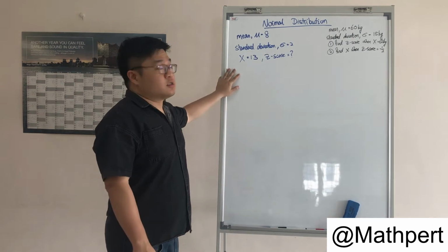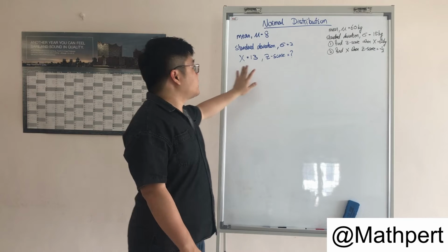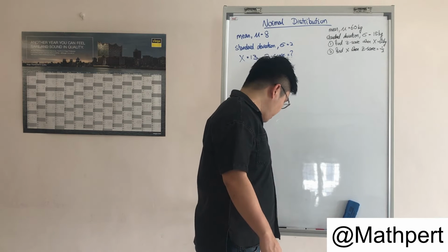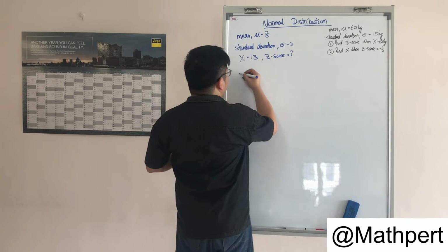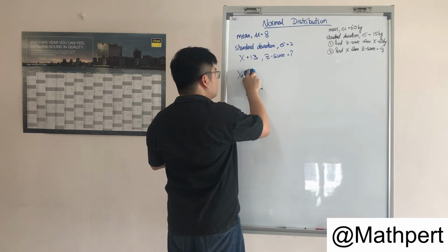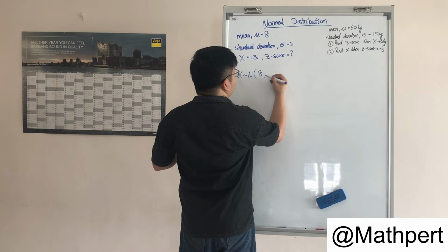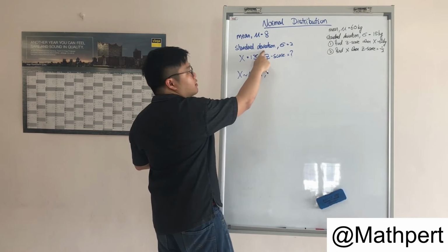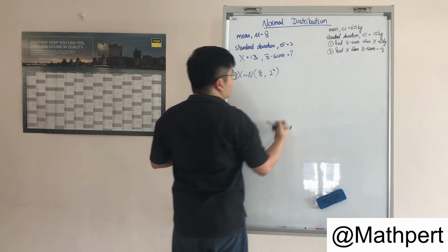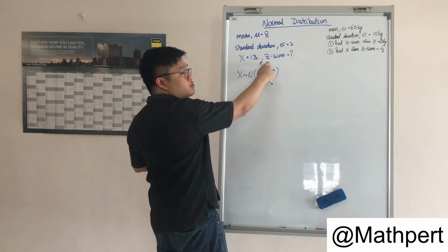Okay, let's take a look at these questions. Given by the question, the mean is equal to 8, the standard deviation is equal to 2, X equals 13, and we are asked to find the Z score. So this normal distribution can be denoted as X ~ N(mean, variance). Variance is standard deviation squared, so this will be 2 squared. Then we convert it into the standard normal distribution since we are asked to find the Z score.